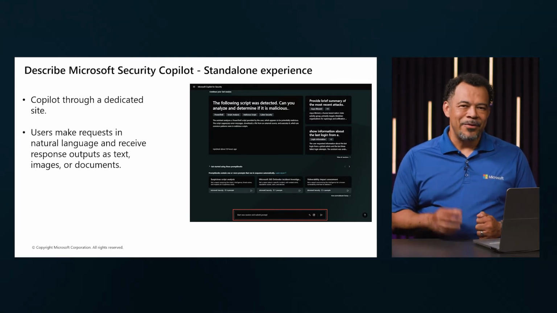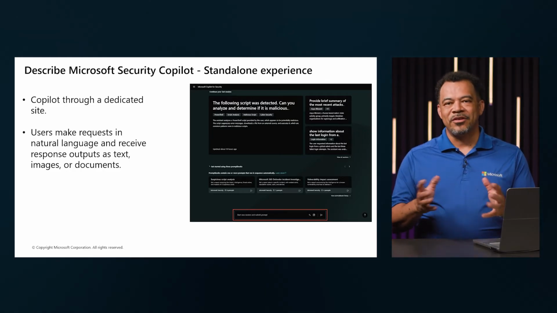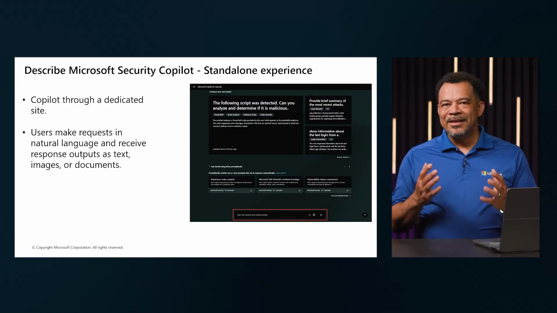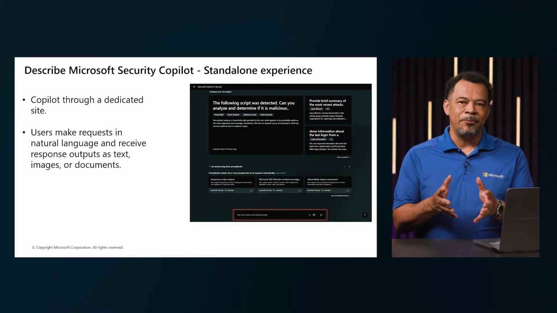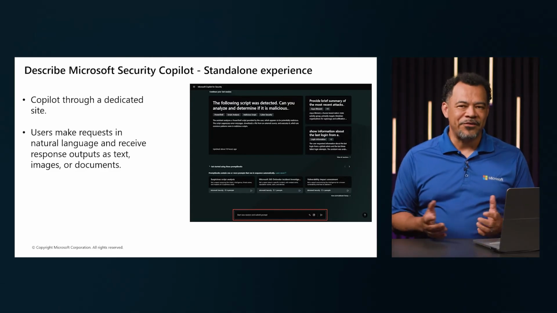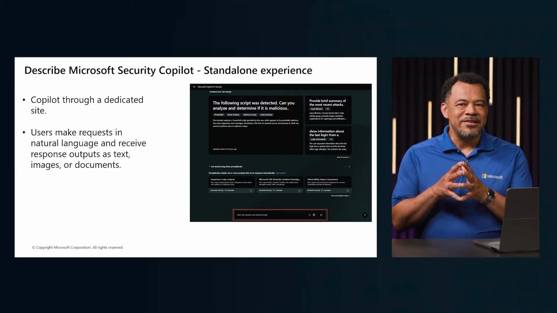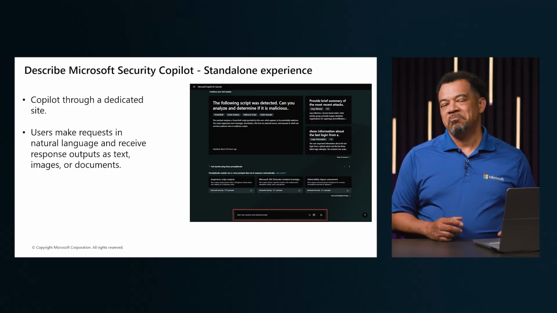On the other hand, the embedded experience brings Copilot capabilities right into the Microsoft security tools that you're already using. Instead of switching to a separate site, you get Copilot's help directly within your product interface, right where you're investigating incidents or managing alerts. It's a more contextual and integrated design to support your workflow in real time.